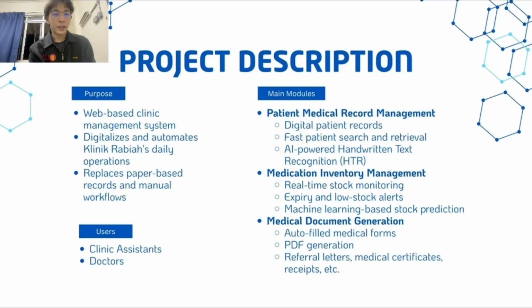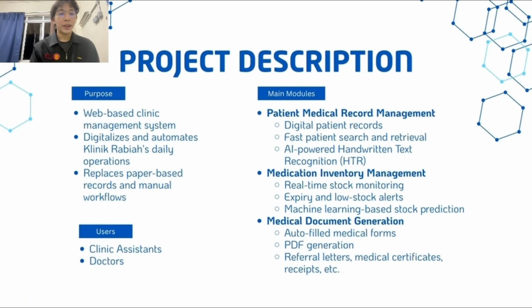KRMS focuses on 3 main functional areas. The first is patient medical record management. This module replaces traditional patient records with digital medical records stored in a centralized database. Staff can quickly search for and retrieve patient information whenever needed. To simplify the transition from paper records to digital records, KRMS incorporates an AI-powered handwritten text recognition feature using the Gemini Gen AI API. This feature can scan handwritten patient cards and convert them into structured digital records, significantly reducing the need for manual data entry.